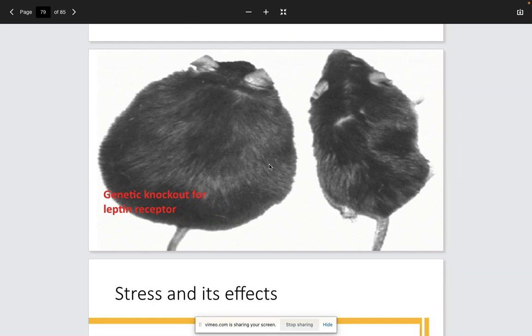This is a genetic knockout receptor for leptin. As you can see here, leptin has been knocked out, because leptin has been decreased. What do you think has happened?